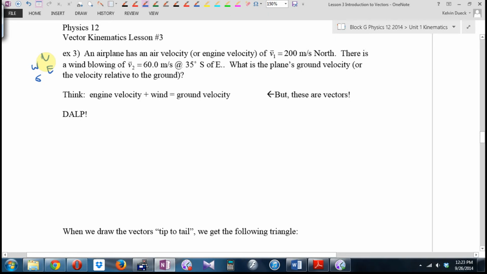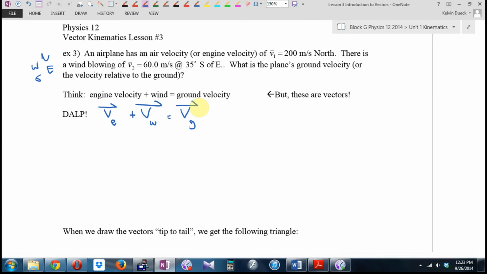What we're really saying is this. When you combine the engine speed of the plane with the direction that the wind is pushing it, if you add those together, that's what the ground sees. As an equation, V engine plus V wind equals V ground. Oh, Mr. Dueck, the answer is 260. No, Grayson, I can't just add the numbers. They're vectors.